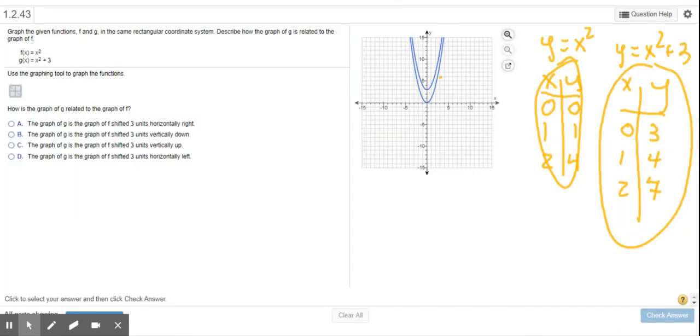And it's a similar kind of question as number 8. How is the graph of G related to the graph of F? It's up 3. So the graph of G is the graph of F shifted 3 units vertically up. So that in this case is C.